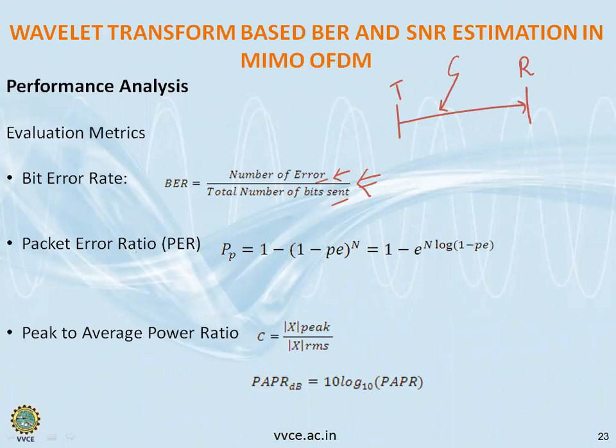Next is regarding packet error rate. That means we are transmitting the symbols in n number of packets. Within that, how many packets are getting distorted, relative to the total number of packets.